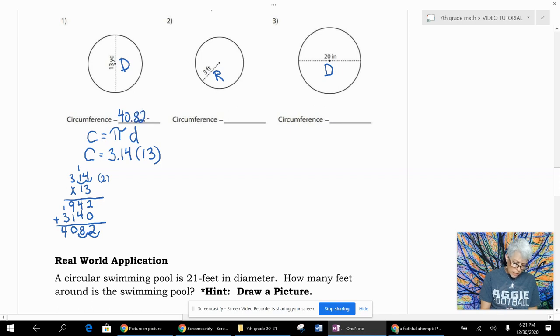40.82, and it's yards. And not only is it yards, but it's yards squared. Oops, I take it back. Pause. I'm thinking about area. I'm thinking ahead. Don't put a little 2 there because this is not yards squared. We'll get to that later. My bad. All right, let's go to the next one.